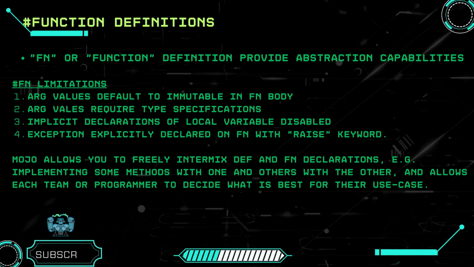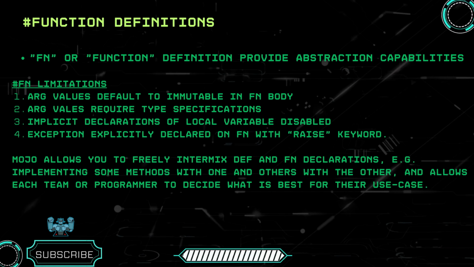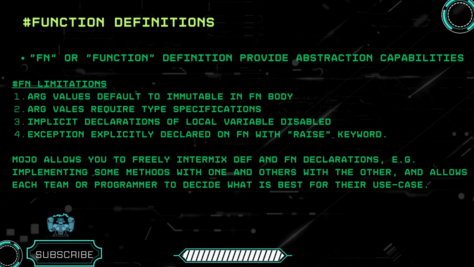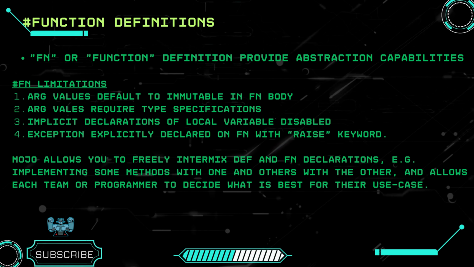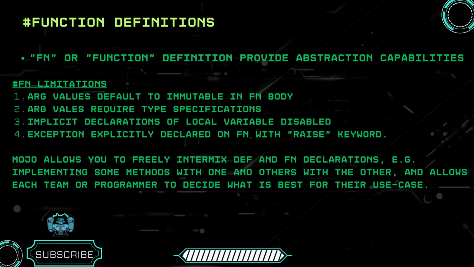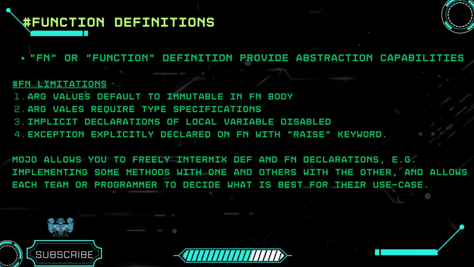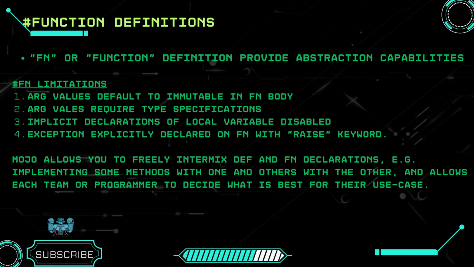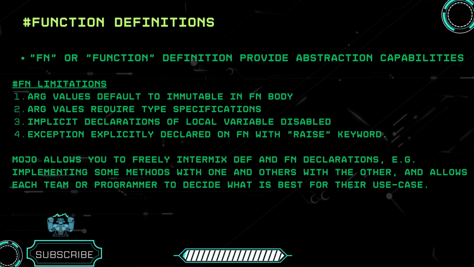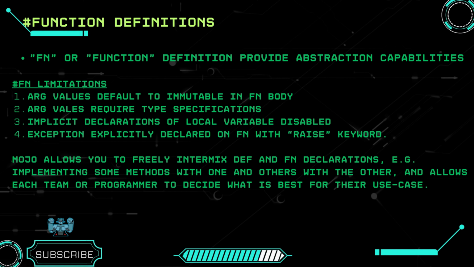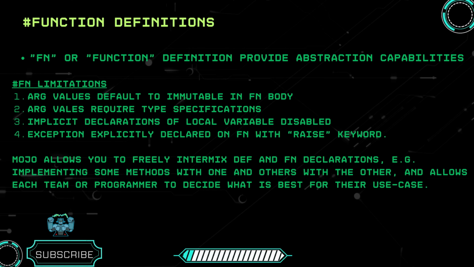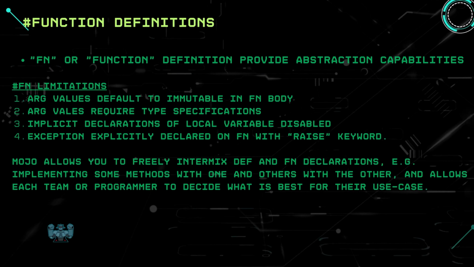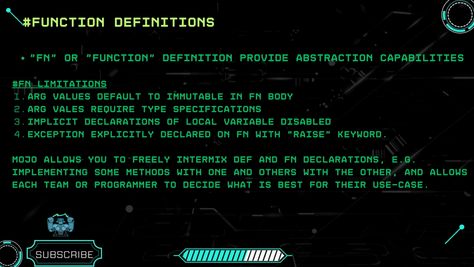fn, or function definition, provides abstraction capabilities. Function limitations. Argument values default to immutable in the fn body. Argument values require type specifications. Implicit declarations of local variables are disabled. Exceptions are explicitly declared on fn with the raises keyword. Mojo allows you to freely intermix def and fn declarations, for example implementing some methods with one and others with the other, and allows each team or programmer to decide what is best for their use case.